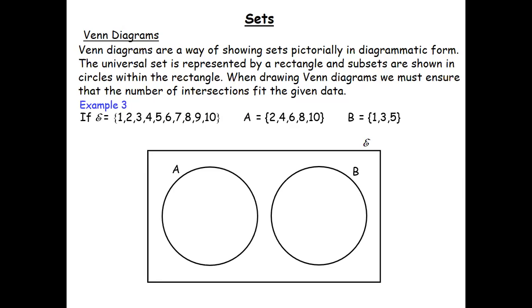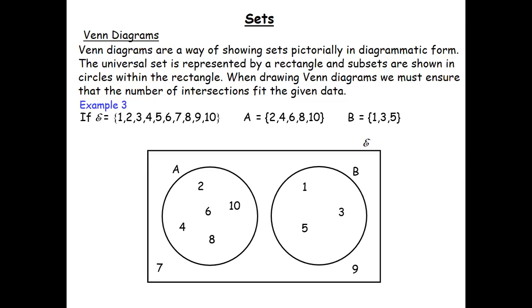And again, we've got set A and set B. Now notice how the two aren't intersecting. The two separate sets, there's nothing common. There's no element that's in both A and B. So we simply list all the elements of set A, 2, 4, 6, 8, 10, and we list the elements of set B, 1, 3, and 5. And then any number that's not in either of them will be listed outside in the universal set, which is 7 and 9.